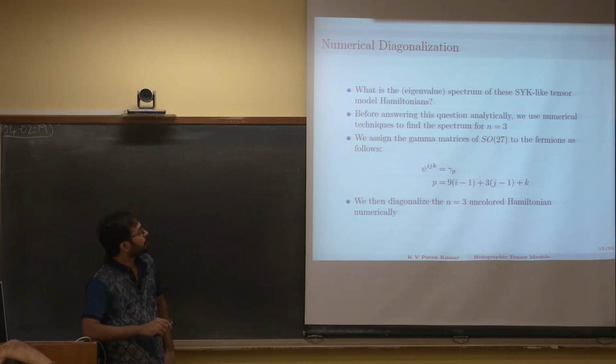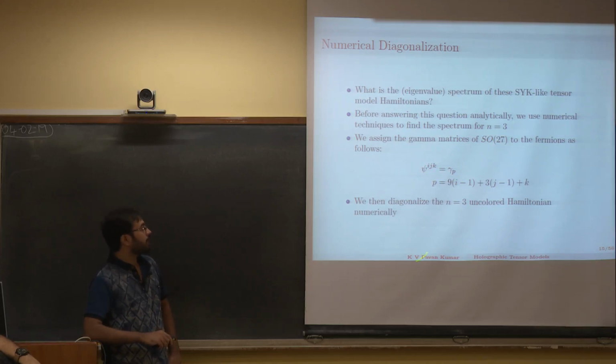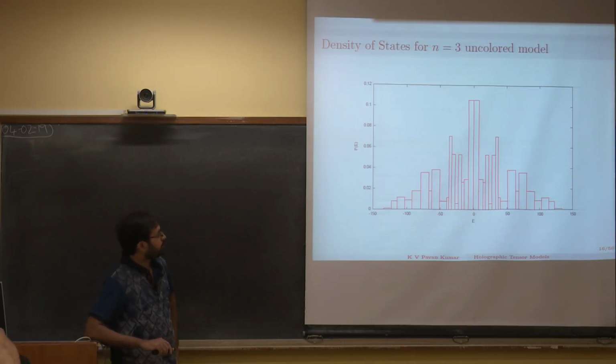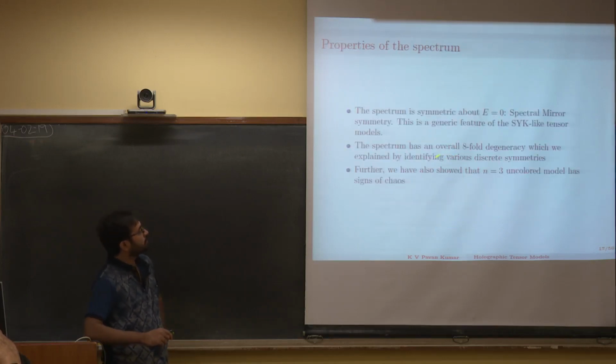What I'm saying is that because these fields satisfy the Clifford algebra, we can always assign the gamma matrices to them, and then we can diagonalize the Hamiltonian numerically. If you diagonalize the Hamiltonian and plot the density of states, it will look something like this. From here, you can see that the spectrum is symmetric around E equal to 0, which we call spectral mirror symmetry. Also, the entire spectrum has an 8-fold degeneracy: all the energy eigenvalues have at least 8-fold degeneracy. This can be explained by finding some discrete symmetries in the problem.